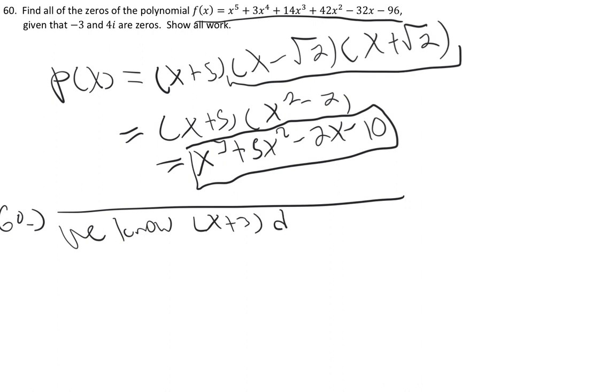x plus 3 divides because -3 is a root. 4i is a root, which means -4i has to be a root because this is a polynomial with real constants. Just assume in this class that if you're given an imaginary root, then its conjugate, that is with a sign flip, also has to be a root. So 4i and minus 4i are zeros. So x minus 4i, x plus 4i do as well.